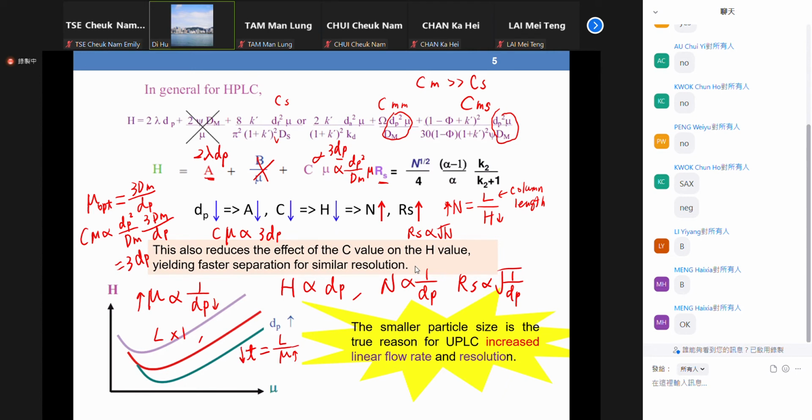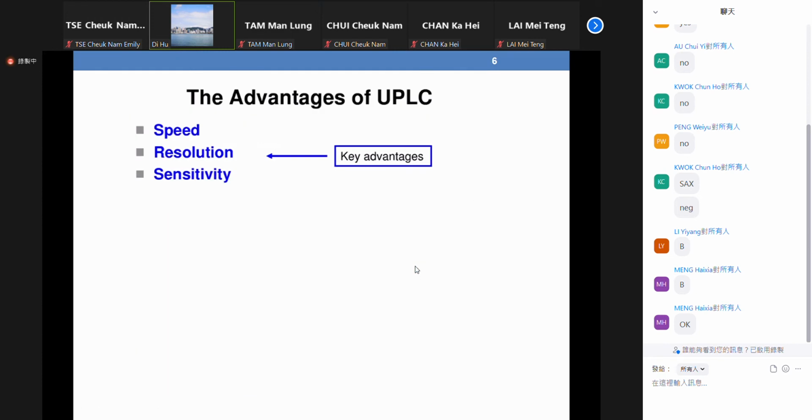So with decreased dp, you see how many terms get influenced. You get faster speed, mu here, and also shorter analysis time. At the same time you get increased resolution: dp decreased, resolution increased. Got it? So far good. Let's move on. So you can see it has advantages for speed, resolution, sensitivity. Oh, we didn't mention sensitivity here.